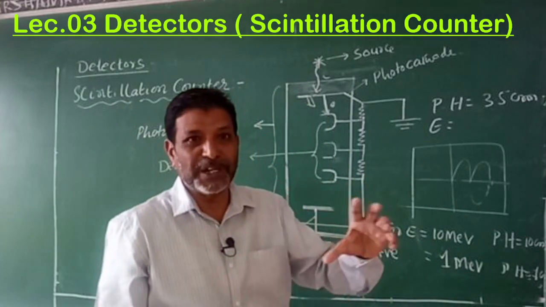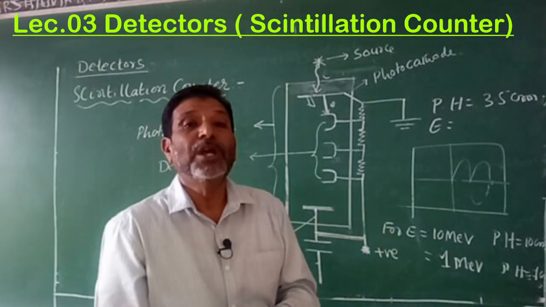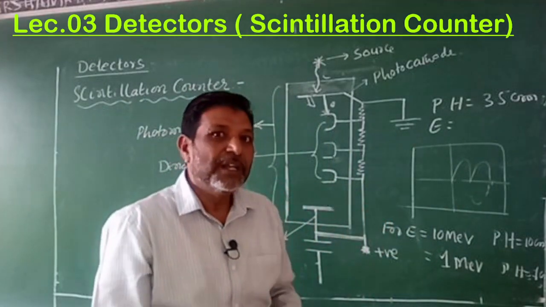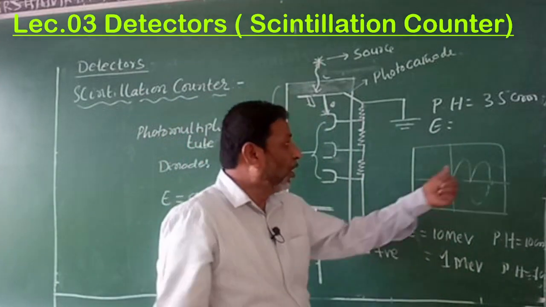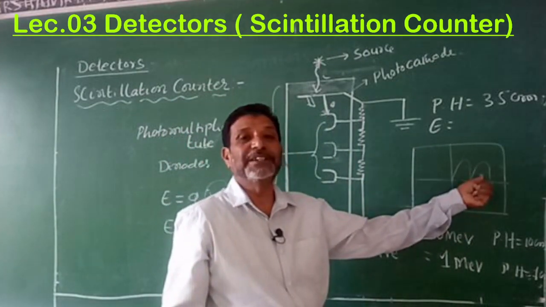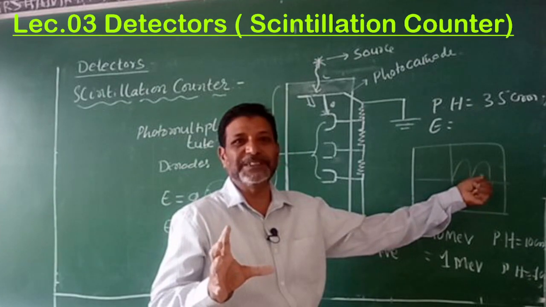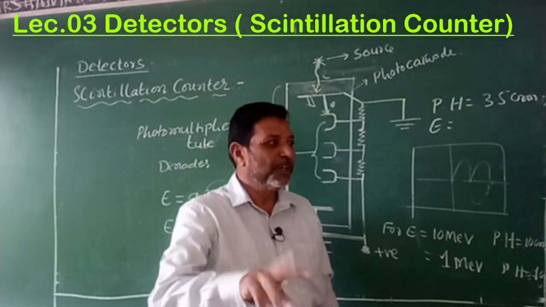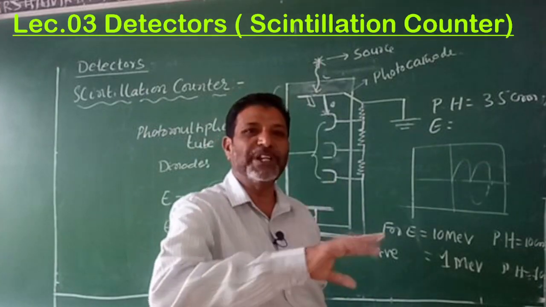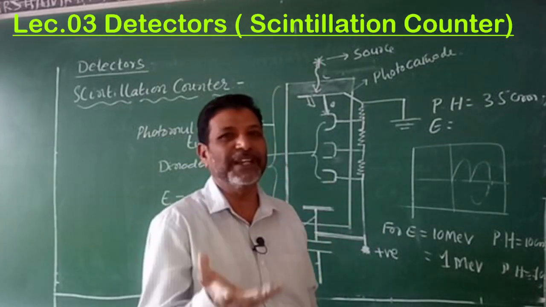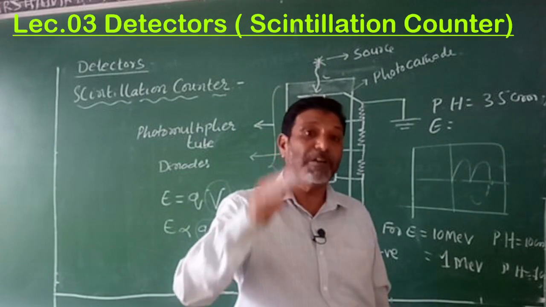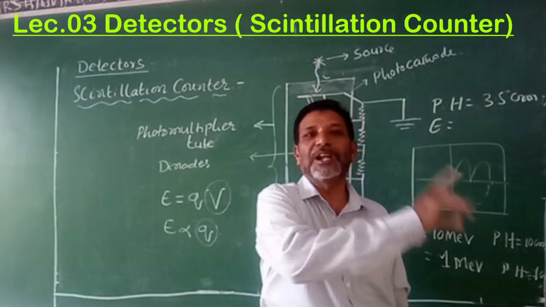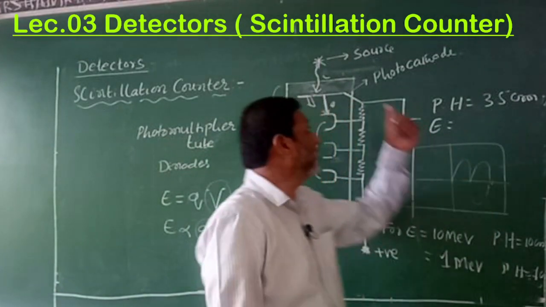Now the next is how to determine the number of particles emitted in a given time. In a given time, how many pulses do you get? You measure it. Each pulse corresponds to one particle. If 2 pulses you got, it is 2 particles; 3 pulses means 3 particles, like that. The number of pulses is equal to the number of particles entered here.